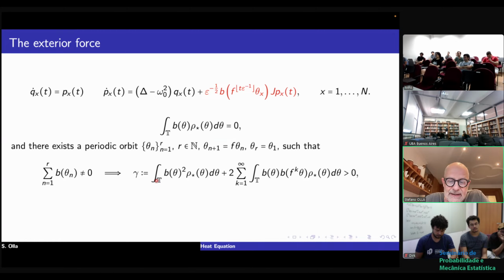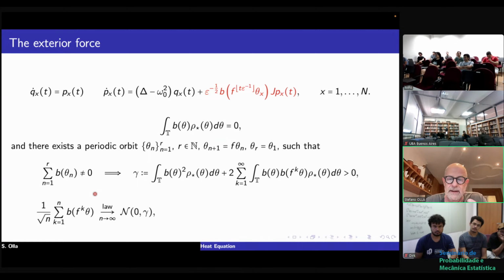This is the variance of the central limit theorem for this function B under this dynamical system. That means if I take B of f^k theta, sum over k, divided by the square root of n, this converges to a Gaussian random variable with variance gamma, and gamma is this. The existence of this periodic orbit is a condition that guarantees that this gamma is strictly positive.